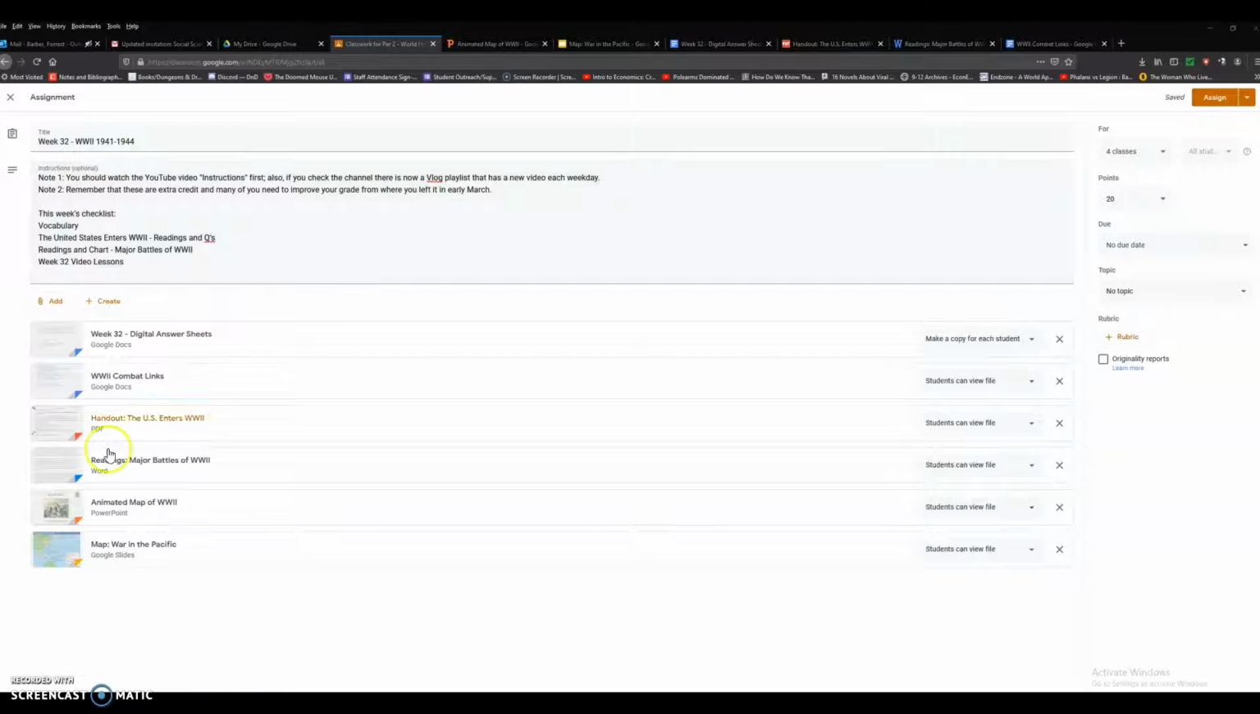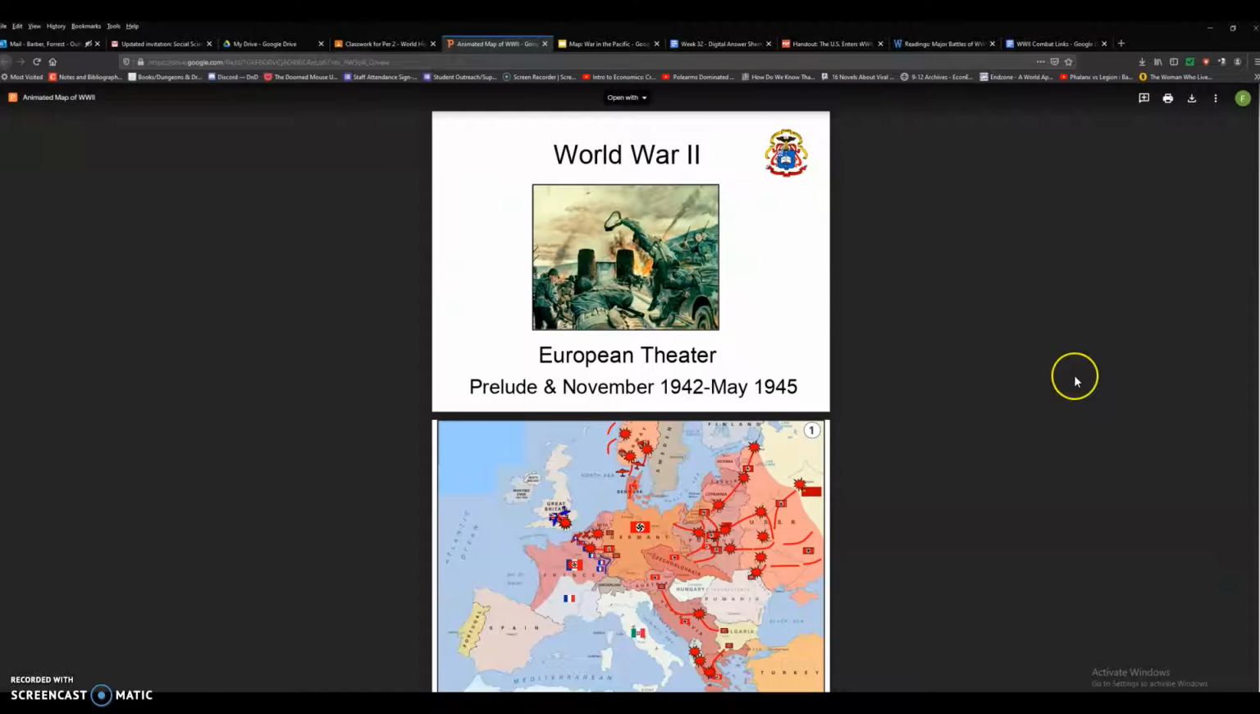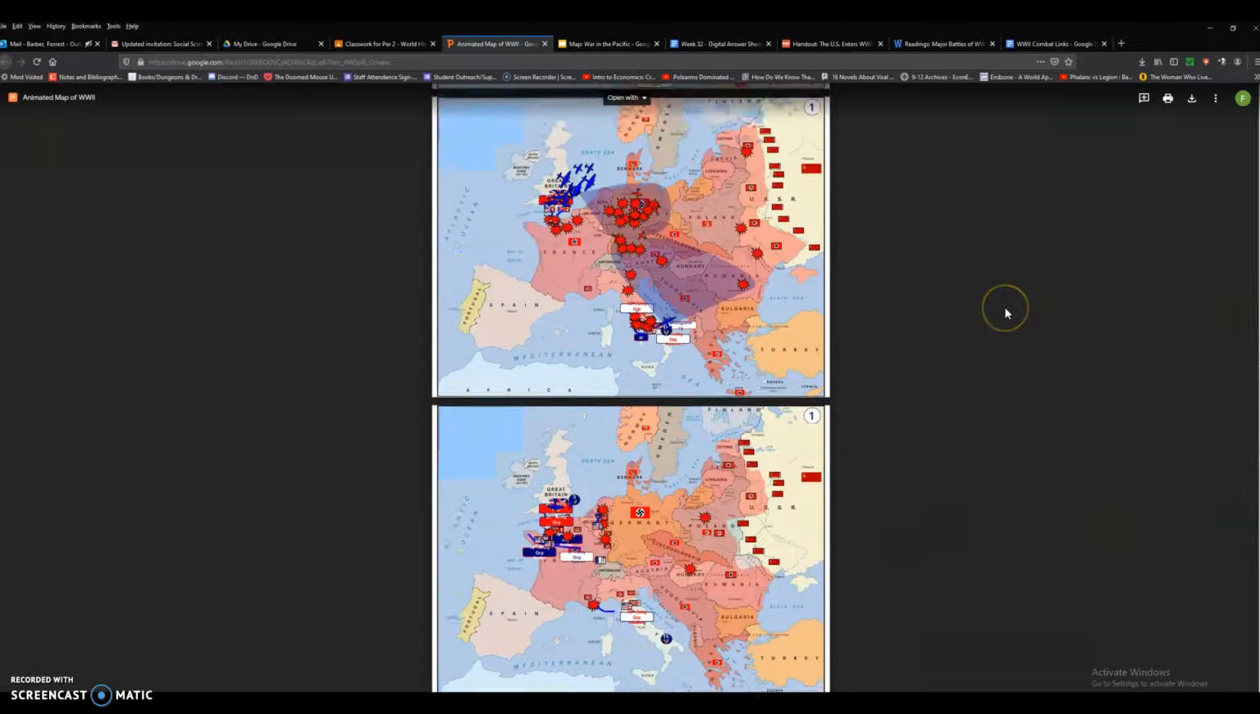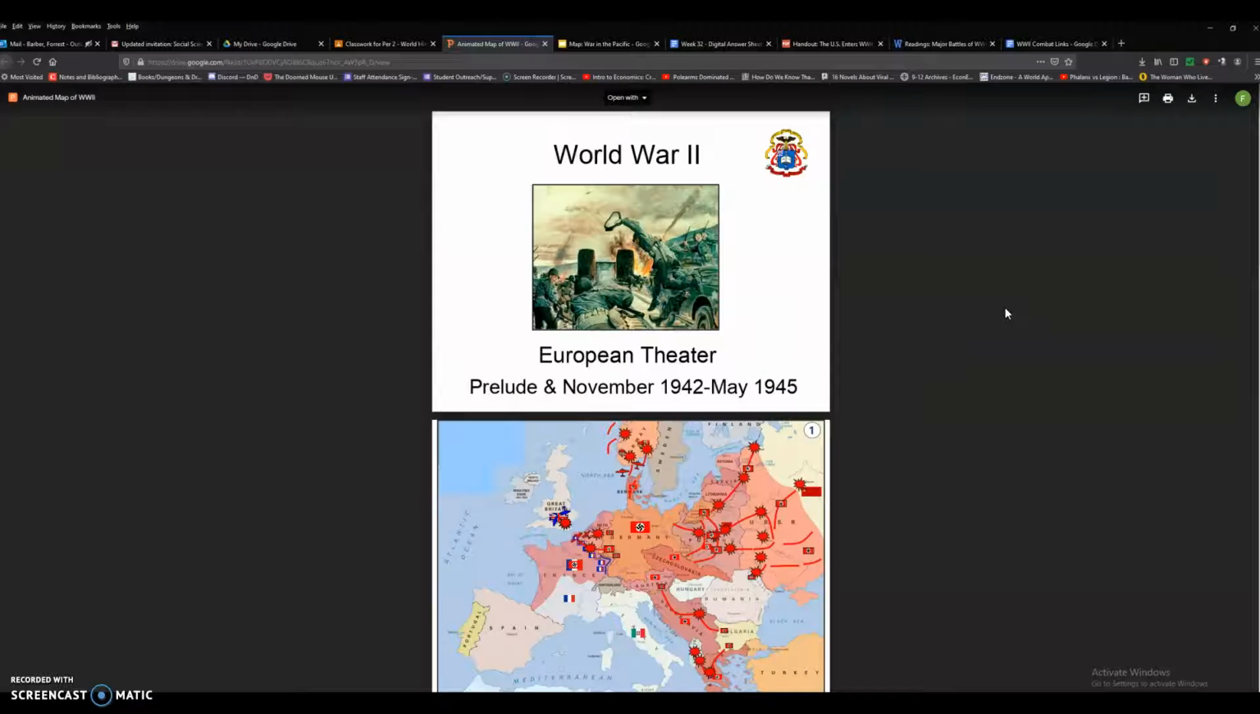So, a couple things. You'll notice there's some links in here including 2 maps. Now, this first map, the one that is labeled animated map, you'll notice it's not animated here. This one, unfortunately, you do have to download as a PowerPoint. It cannot be converted into Google Slides. It causes a malfunction with all the background data.